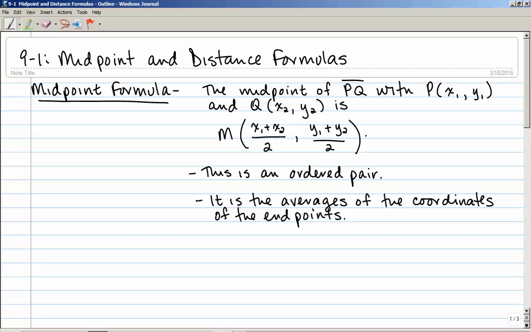So the midpoint of segment PQ, with point P having x1 and y1, and point Q having x2 and y2, is the point M, (x1 plus x2 divided by 2, comma, y1 plus y2 divided by 2). And notice this is an ordered pair. This is the x-coordinate, this is the y-coordinate. And it's basically the averages of the coordinates of the points.